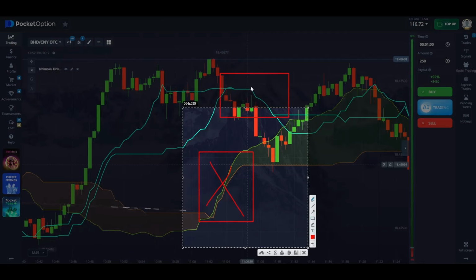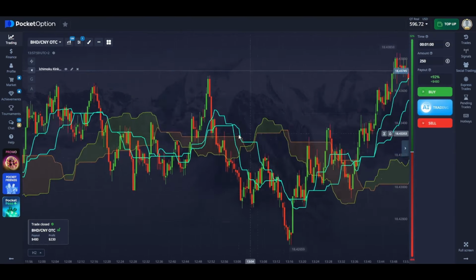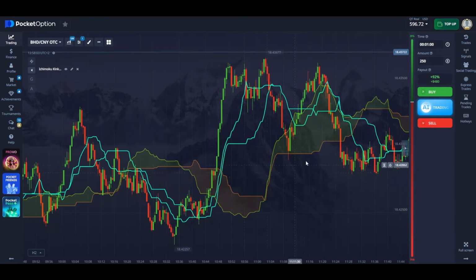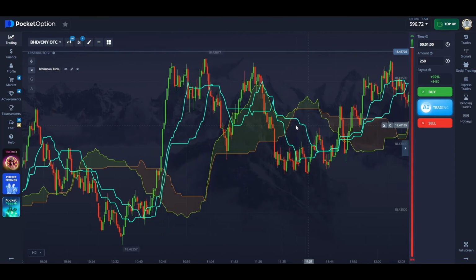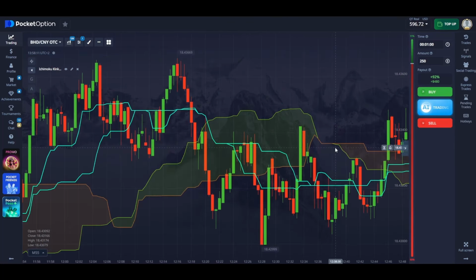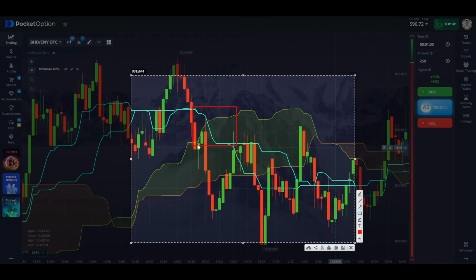Skip this as well, because you won't get any signal here either. By the way, the trade closed successfully in profit. So if you see a situation in the market where either the market lines or the Ichimoku clouds are intertwined, like here, you can see the market lines are tangled, the clouds are tangled, and you're not getting any signal, skip that currency pair and look for signals on another one.